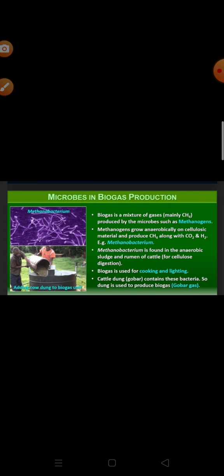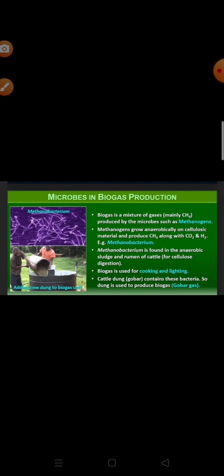Now biogas, what is that? It is a mixture of inflammable gases like methane, sulfur dioxide, carbon dioxide, which is produced by microbial activity that can be used as fuel. You know, biogas nowadays has become very common and it is used for cooking purposes in different parts of India.